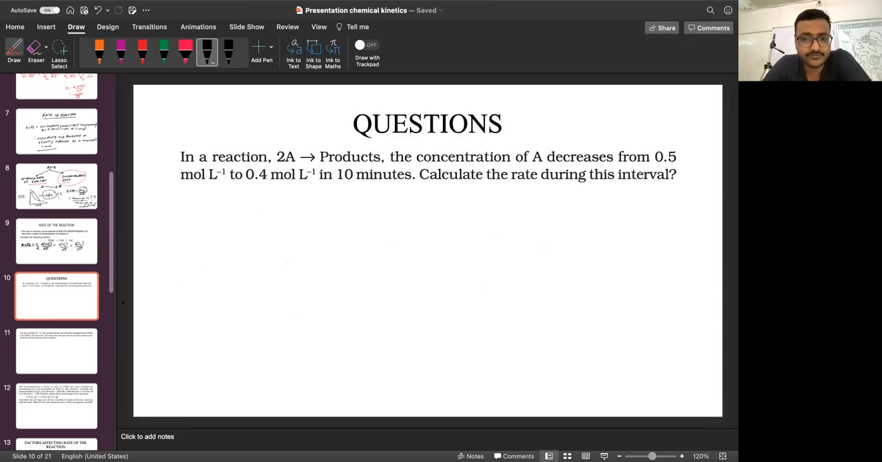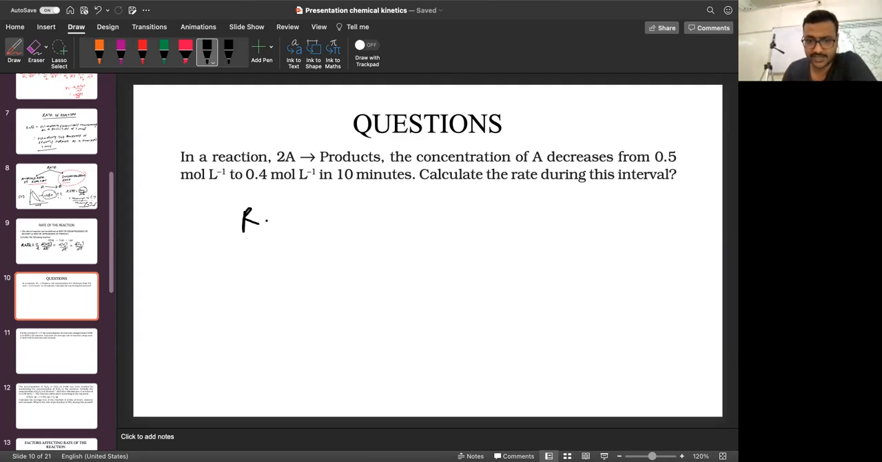In a reaction 2A gives products, the concentration of A decreases from 0.5 mole per liter to 0.4 mole per liter in 10 minutes. Calculate the rate during this interval. As they have said, you have to calculate the rate during this interval. They haven't mentioned whether you have to calculate the average rate or instantaneous rate. So from this you are able to solve only the average rate, because the time interval is very big. It has been given 10 minutes.